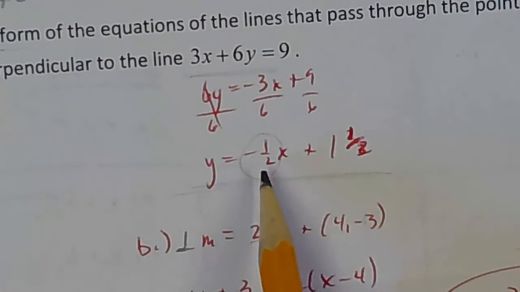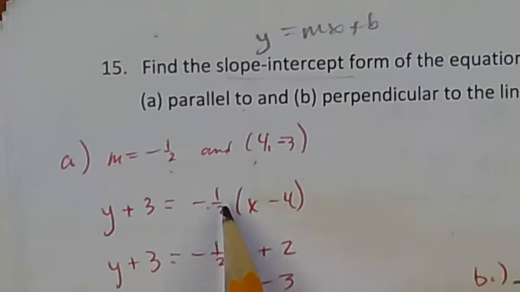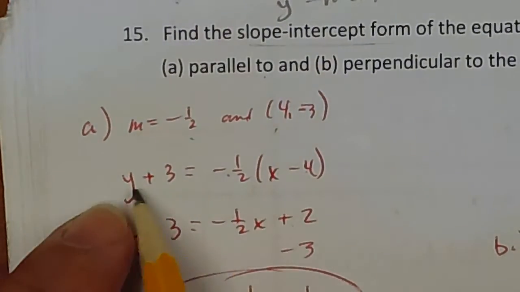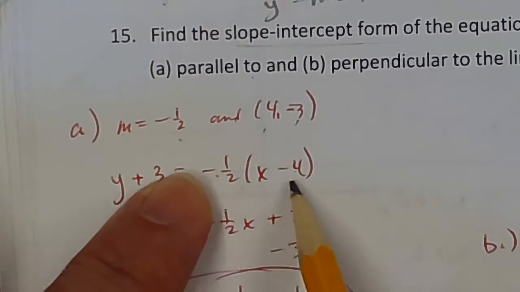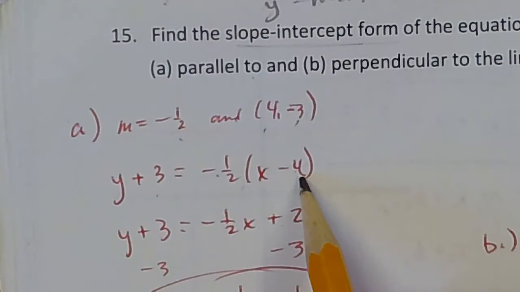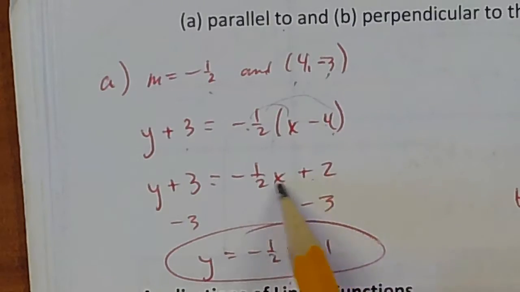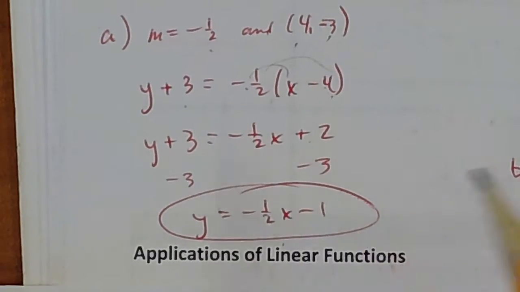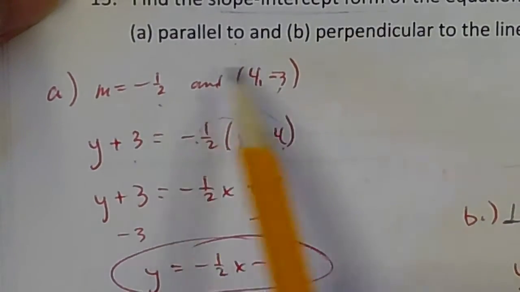Now, using this slope and the point that it passes through, we have to start with point slope form. So y minus negative 3 equals negative 1/2 times x minus 4. And then we solve for y and apply our algebra skills to do that. Distribute. To get this, move the 3 over. Okay, pause for question.